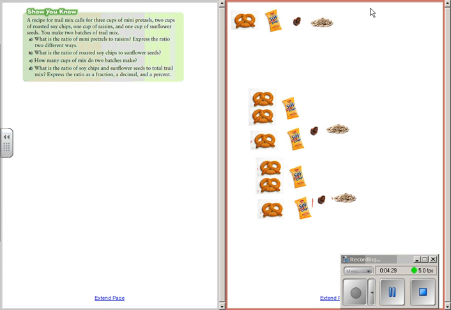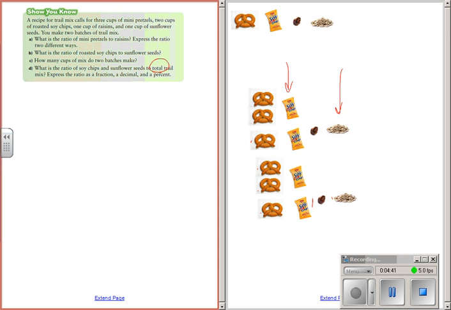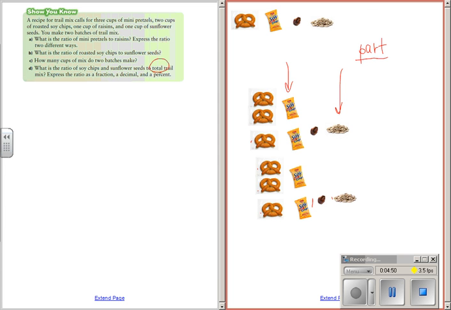It says, what is the ratio of soy chips and sunflower seeds to total trail mix? So we have all the soy chips and all the sunflower seeds to total trail mix. Aha! This word total is a key word. That signals to me that this is going to be a part-to-whole ratio. And that means I should probably use my fraction sense, part-to-whole. So what is the part we're talking about? Well, we're talking about these 2 things here, the sunflower seeds and the soy chips. So I'm going to add them together.